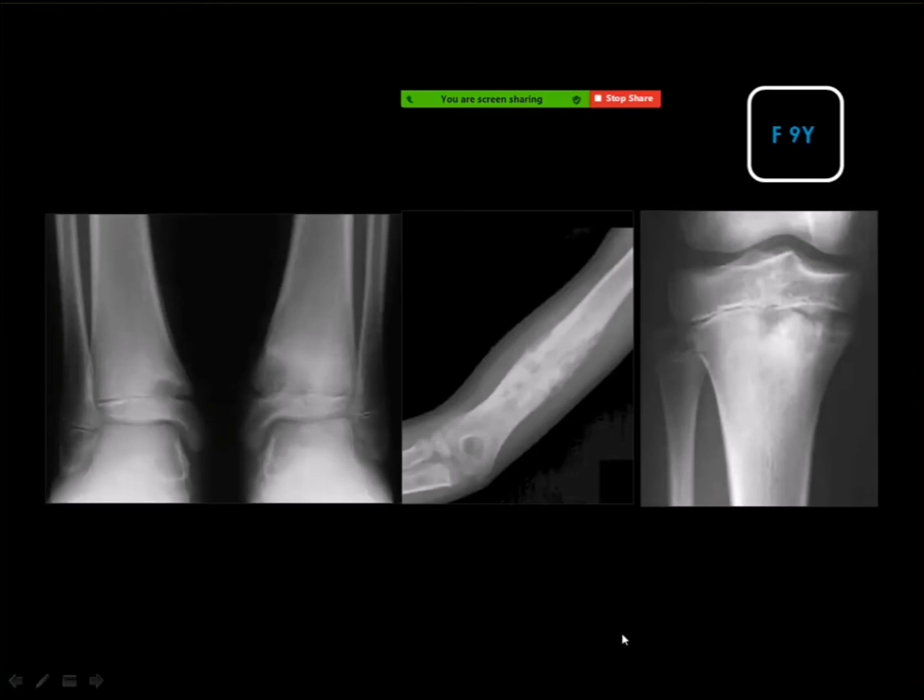Then this is a 9 years old female with multiple lesions. And you see a lesion in the ankle on the left side and also another one on the right side, and this lesion is in the humerus, and another lesion in the tibia. Then, in order to get the possible diagnosis, you have to differentiate first between neoplasm and infection. Do you think that these are neoplastic lesions or inflammatory?